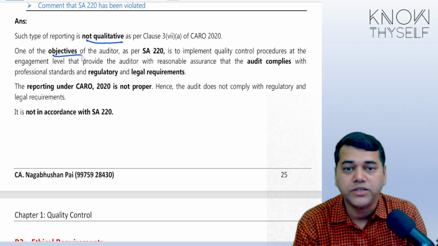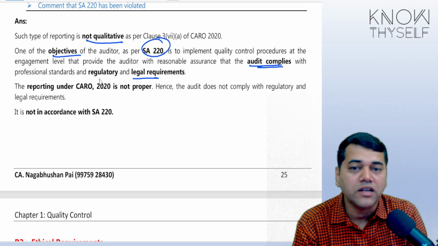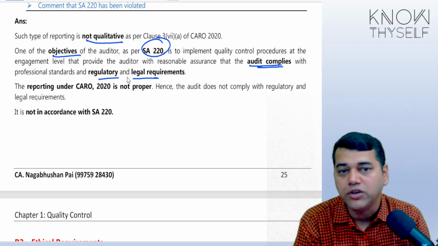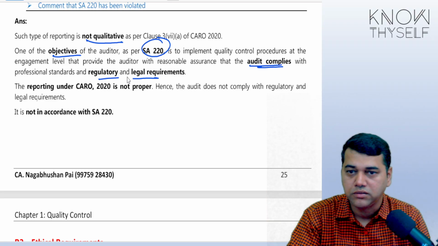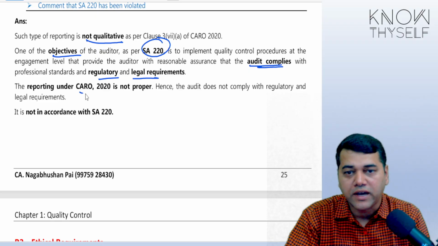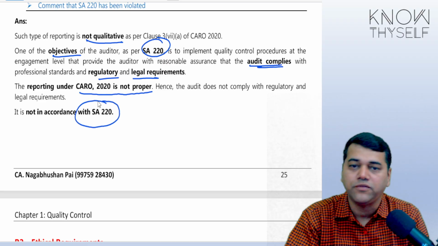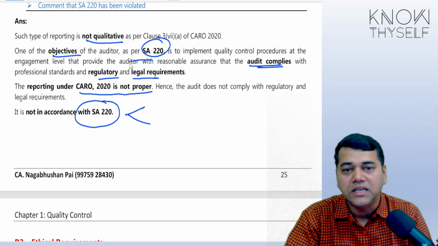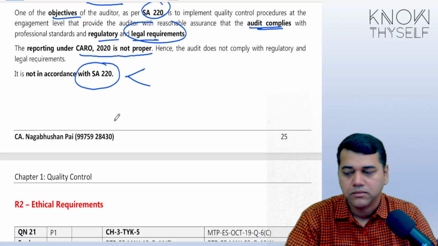One of the objectives of SA 220 is that the audit complies with the legal and regulatory requirements. So when your Companies Act wants you to report quantitatively, you cannot report qualitative information. So reporting under CARO 2020 is not proper. That's why you have not met the objective of SA 220. Which objective? There are two objectives, and you have not met the legal and regulatory requirement. I hope it's clear.